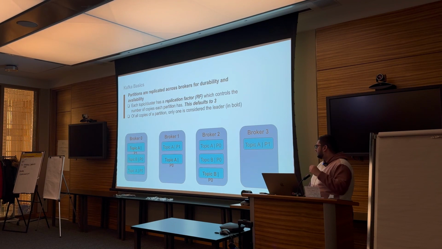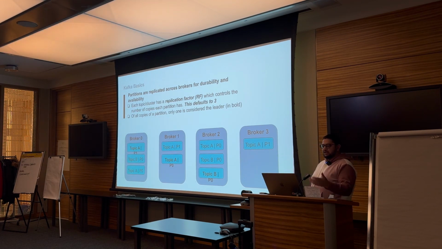Another interesting detail, not very relevant to our talk, but worth mentioning, is if you have 3 copies, one of them has to be the leader. And that leader is the one which, whenever you're writing something, gets written to, and the other copies will start to read from it with a certain amount of lag. Does that make sense so far? So we talked about topics. Topics are made of partitions, and each partition has 3 copies.